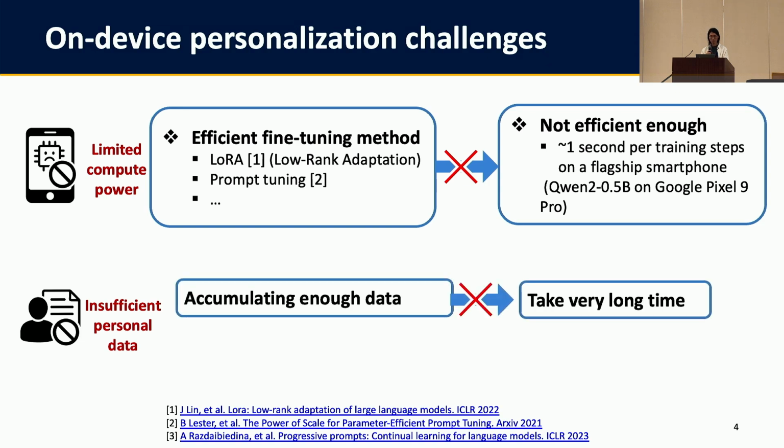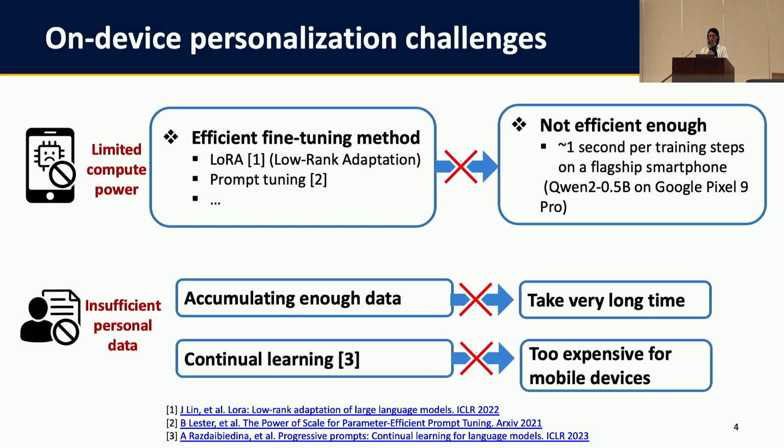And second, for the insufficient personal data, to avoid bias or overfitting, we usually need thousands of data samples to fine-tune the model. However, for a single user, it will take a long time to accumulate this much data. Continuous learning can allow new data to arrive during fine-tuning. However, these algorithms are usually too expensive for mobile devices.